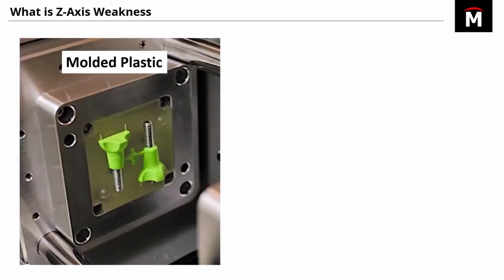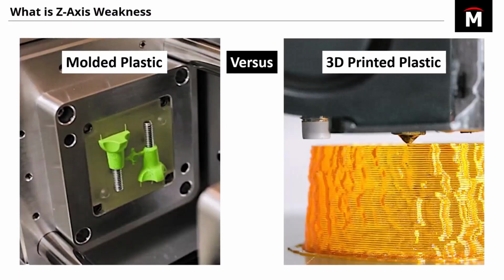Because it's not as strong in that direction. When it comes to plastics, it really depends on the manufacturing process. A molded plastic part, for example, typically has uniform strength in all directions, but an FDM 3D printed plastic part is more like wood in that it's anisotropic. And that difference comes from three main factors.